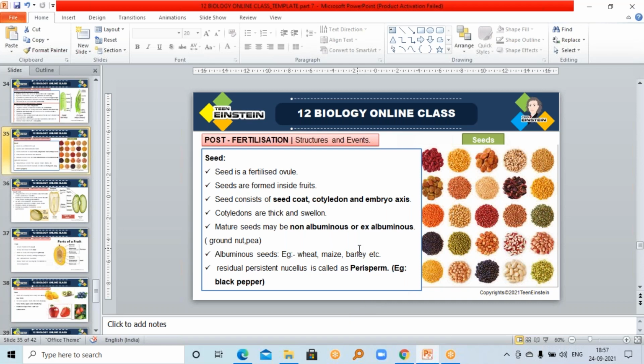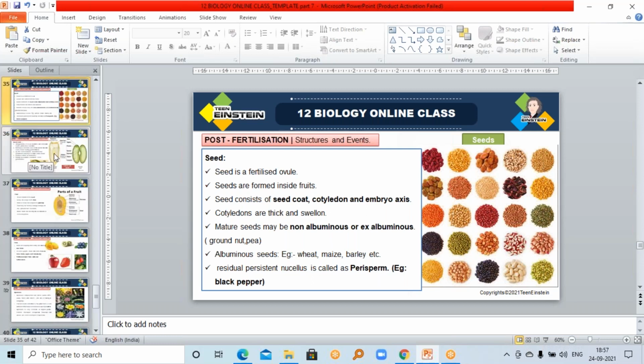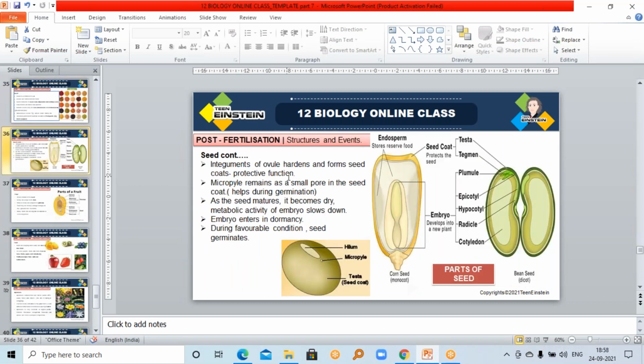And in some other types of seed, remnants of nucellus will be present. It is called perisperm. Note down, perisperm. An example is black pepper, where remnants of nucellus are present. And next is integuments of ovule.